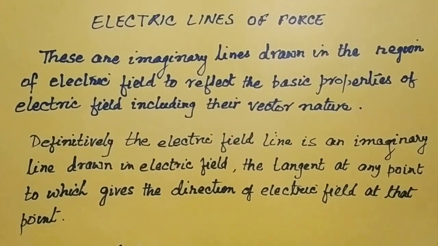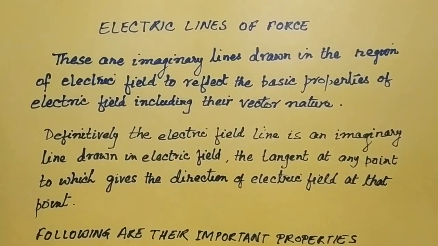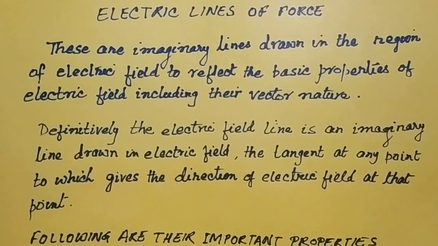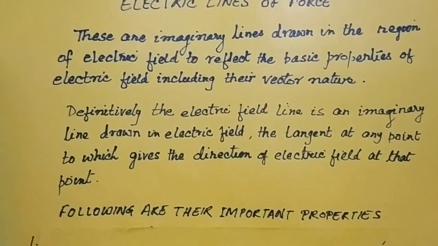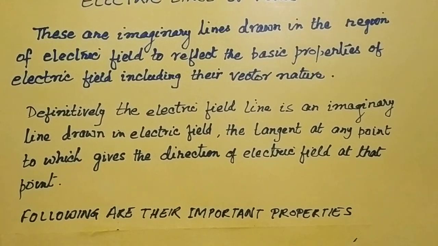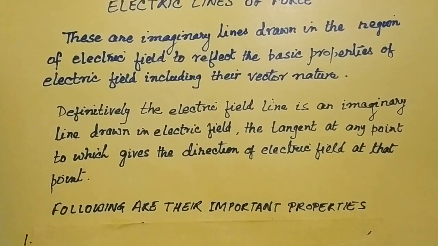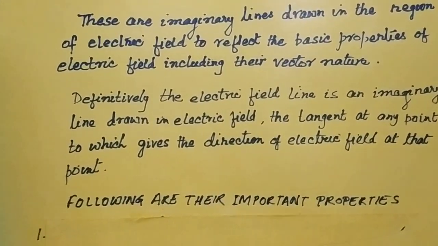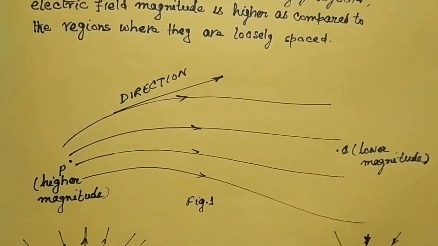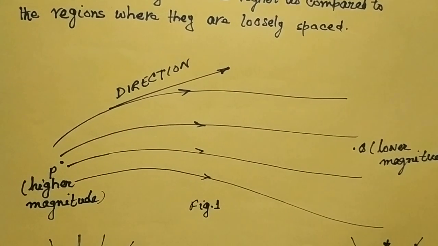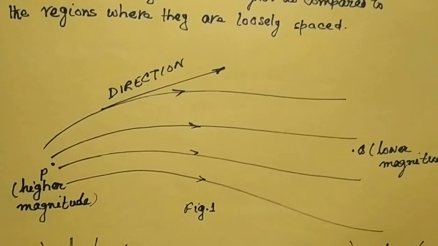In order to have a visual perception of the electric field, we draw electric field lines, and they are drawn in such a way that they reflect all important properties of the electric field, including their vector nature. By definition, an electric field line is an imaginary line drawn in the region of an electric field, the tangent at any point to which gives the direction of the electric field at that point. Here in this figure, we can see that the four lines are electric field lines. We can see a tangent drawn at one point to the first of the lines. Now this tangent represents the direction of the electric field at the given point.